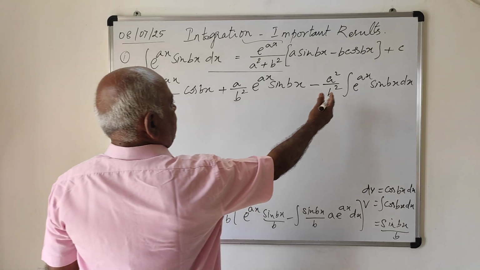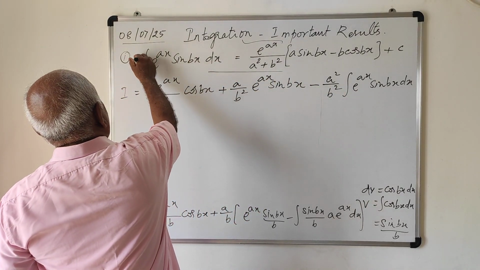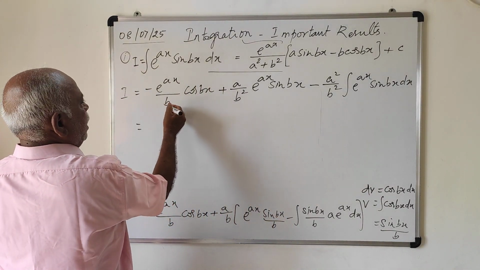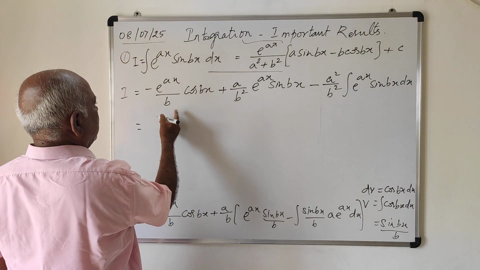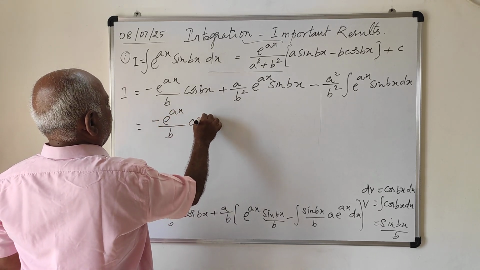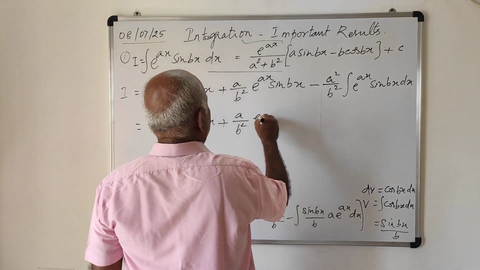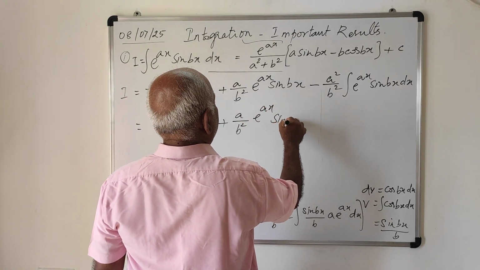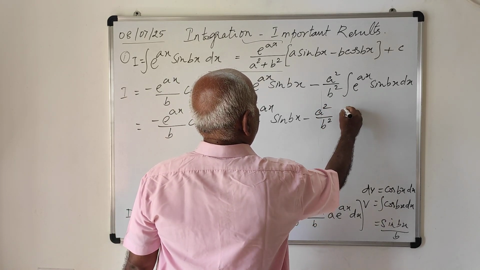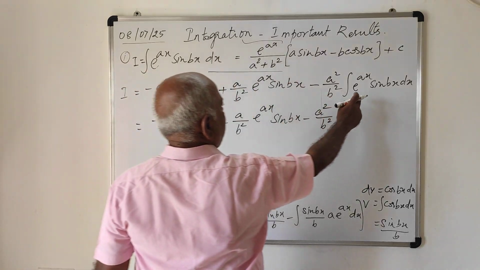See, this integral e power ax sin bx dx is again I. This is our problem I. Therefore, this is minus e power ax by b cos bx plus a by b square e power ax sin bx minus a square by b square into I. This is problem I, e power ax sin bx dx is I.